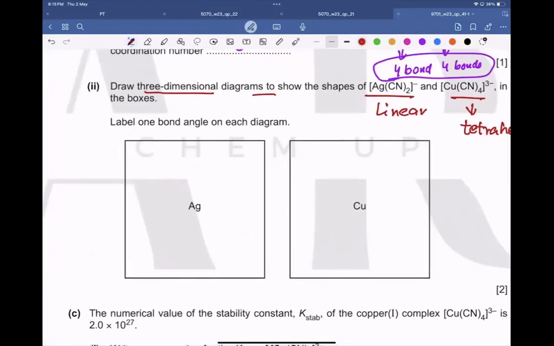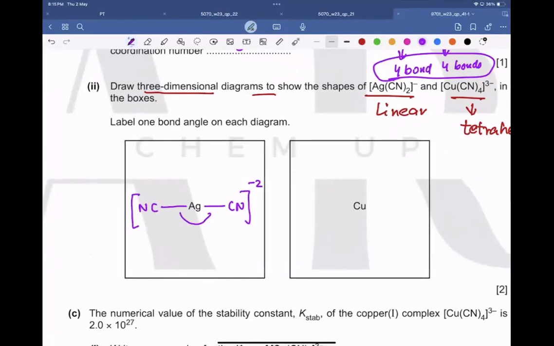So with Ag, as it's linear, you are going to put two horizontal lines and put a CN on both the sides, and the bond angle is 180 degrees in this case.